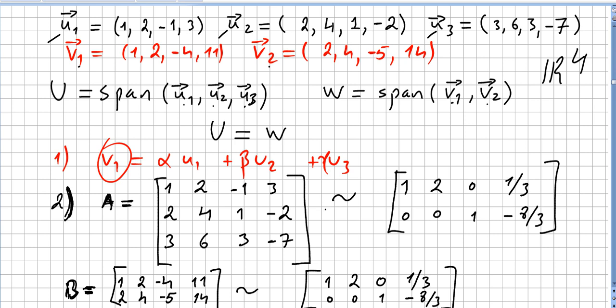If I did not make any mistake, with row reduction I get for A 1, 2, 0, 1 third, 0, 0, 1, minus 8 over 3, and for B I get the same row reduction. So since the non-zero rows of the reduced matrices are identical, the row spaces of A and B are equal. Since they are equal, U is equal to W. So they generate the same space.